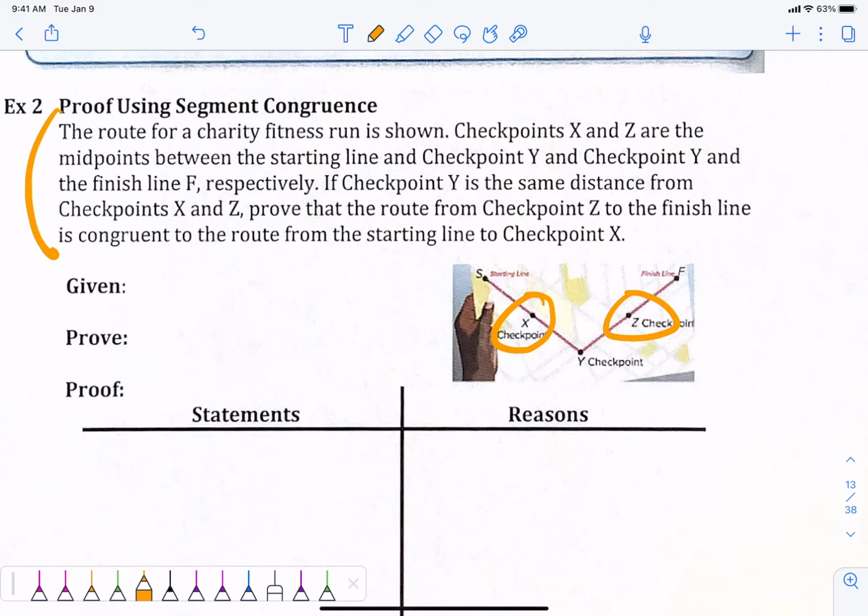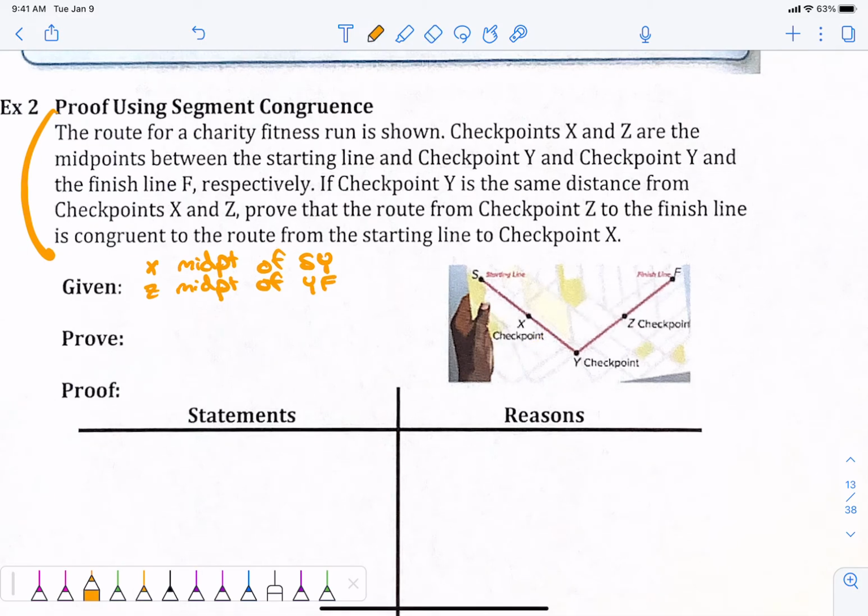So that's a piece of given information, but let's write it in easier terms. X is the midpoint of SY. That's a given piece of information. Then they also say Z is a midpoint, so Z is the midpoint of YF. Okay, so those two are midpoints. And then they give us one other piece of information. It says checkpoint Y is the same distance from checkpoints X and Z.